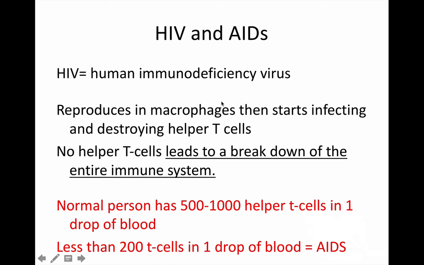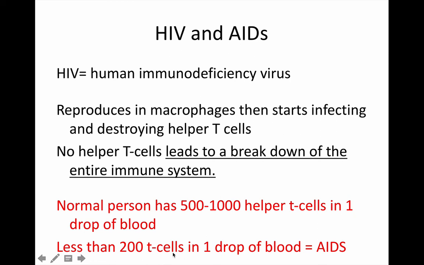So if the helper T cells are gone and the macrophages are gone, you have a huge problem. You can't turn on your immune system anymore. So when people get HIV in their body, the HIV goes through and starts killing their helper T cells. If a person gets less than 200 helper T cells in one drop of blood, at that point, so many of their helper T cells have been killed that it's like their immune system can't even really turn on anymore. So we call that AIDS at that point. So again, HIV is a virus that causes the disease we call AIDS.